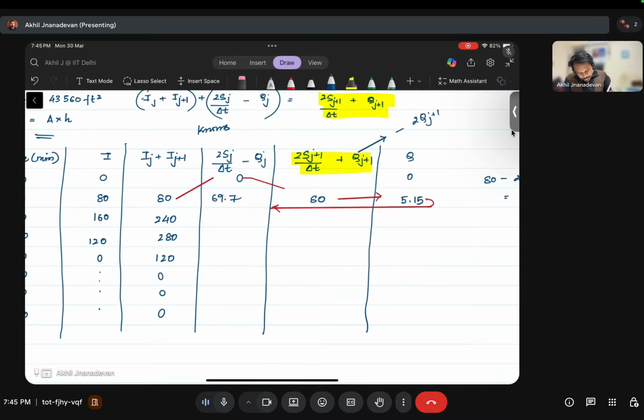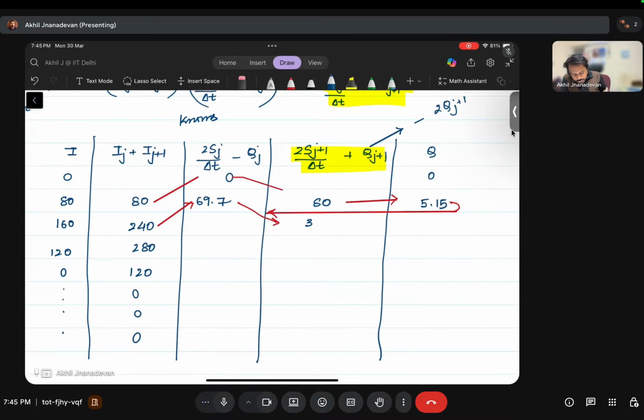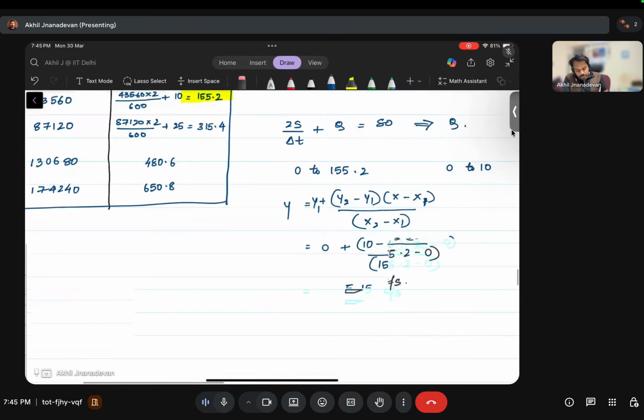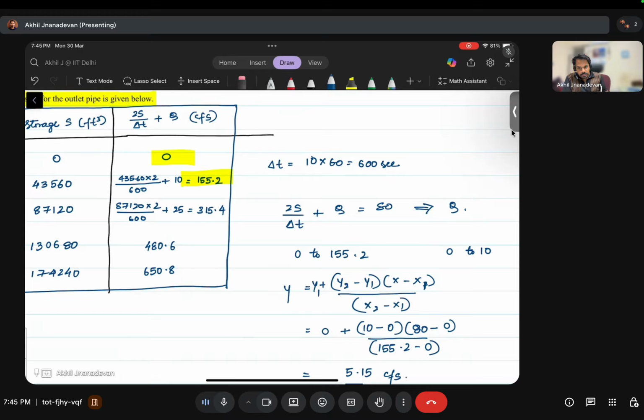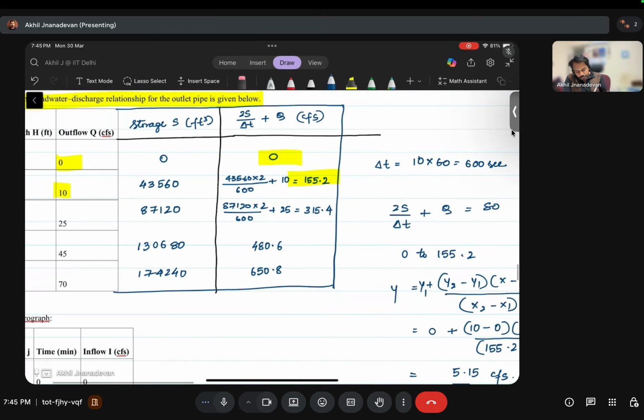So the next cycle is, we will be going like this. We will be adding these two to get this. So 240 plus 69.7 will be around 309.7. Corresponding to 309.7, we will be doing the interpolation here. In the same way, 309.7 will be lying between these two values, that is, our discharge will be some value between 10 and 25.